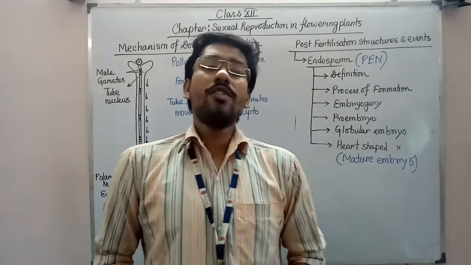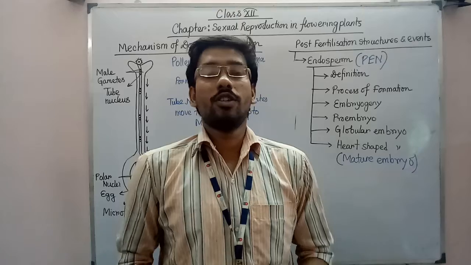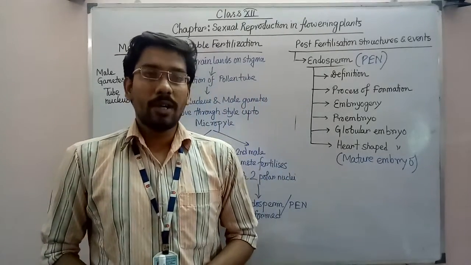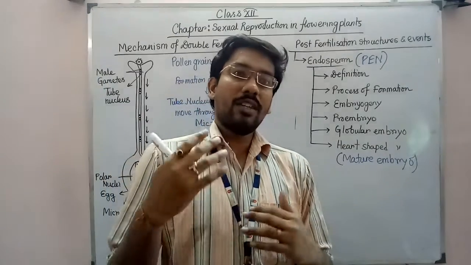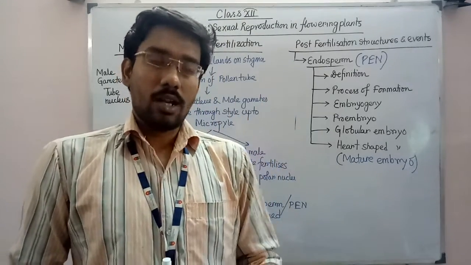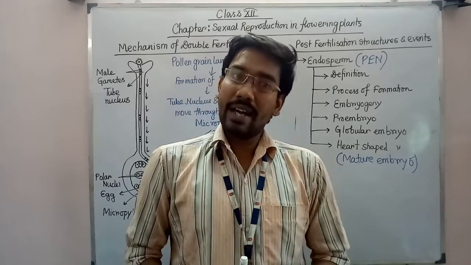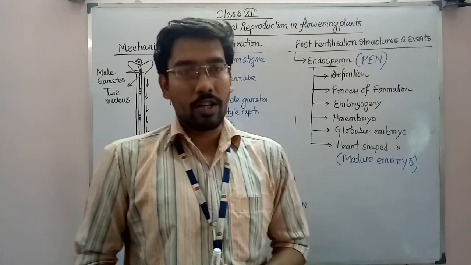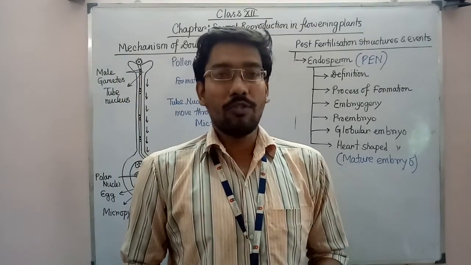First of all, when starting double fertilization, we have to know the definition. What is the definition of double fertilization? Specifically in flowering plants or angiospermic plants, double fertilization means that during the process of sexual reproduction, fertilization happens two times. The first fertilization is between the male gamete and the egg, and the second fertilization is between another male gamete and the polar nuclei. So two fertilizations happen, that's why this is commonly known as double fertilization.